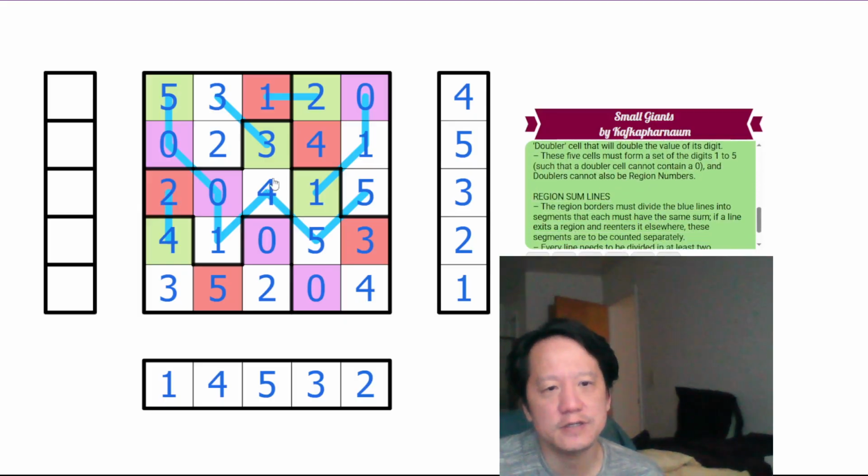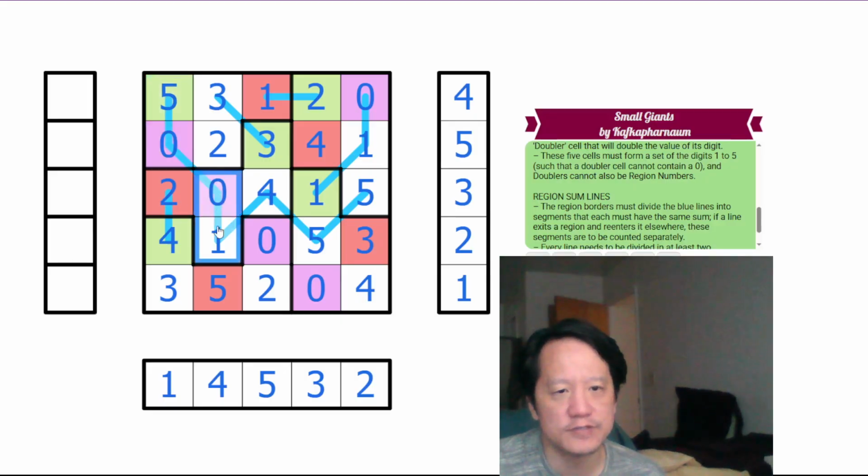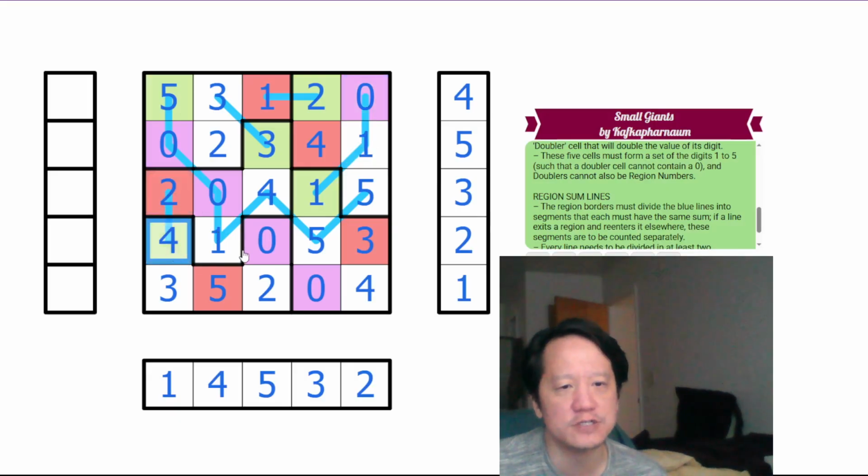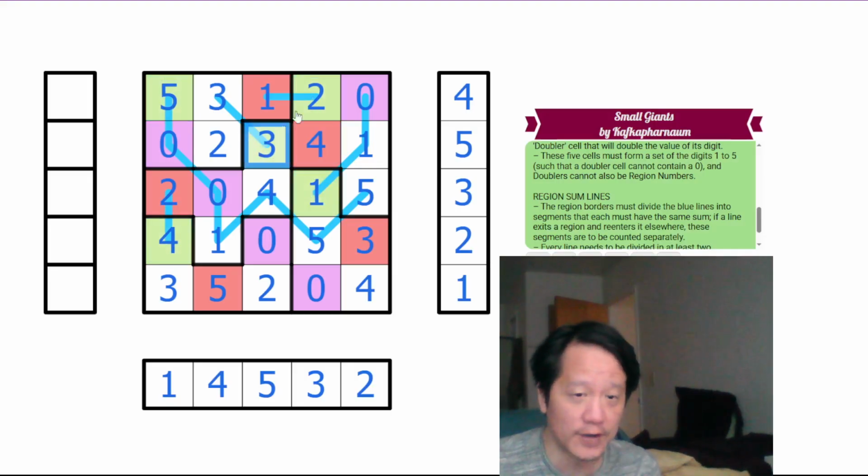Region sum lines. We have 1 doubled is equal to 2, which is equal to 2. 3 is equal to 3. 5 and 0 add up to 5. 0, 1, 4 add up to 5. 5 adds up to 5, and 5 adds up to 5. 1 adds up to 0 and 1. 2 doubled adds up to 4, which is equal to 4. We have a 1 region's number in each of the lines. And they form a set of the digits 1 through 5.